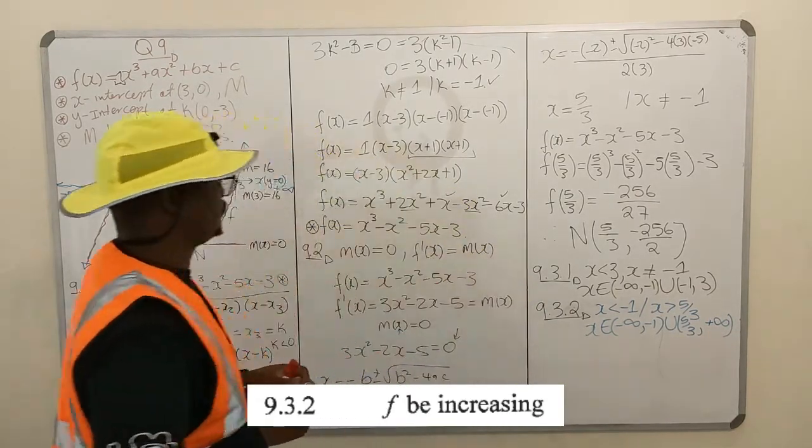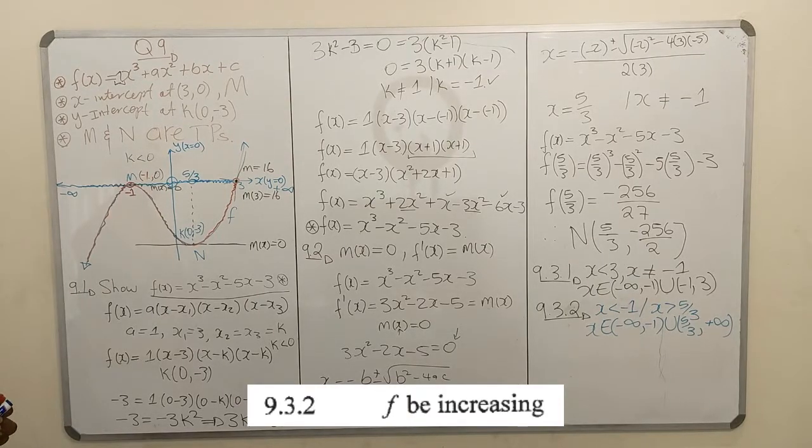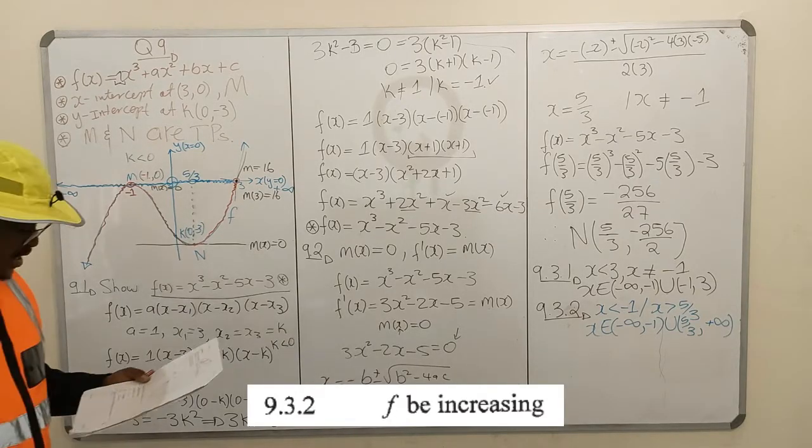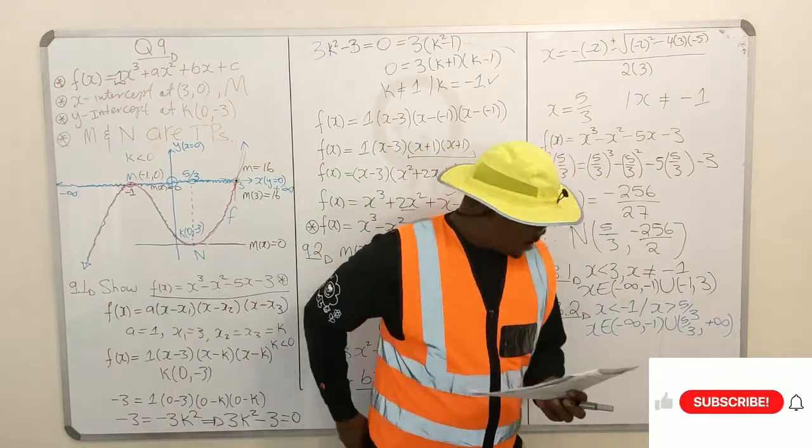This is it. We're done with this question. Let's go to the next one. That would be 9.3.3. Let's label it.